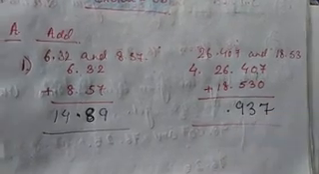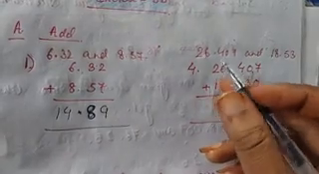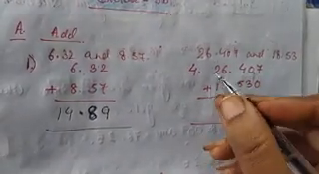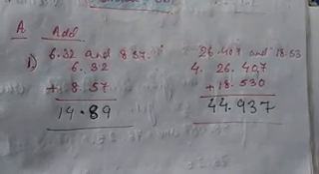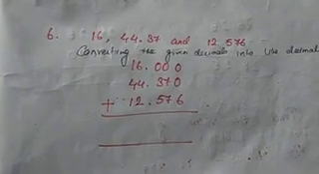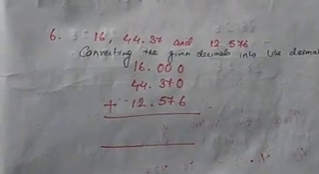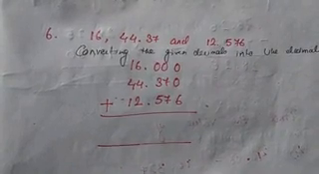6 plus 8 is 14, 2 plus 1 and carry 4. So 44.937 is the answer.